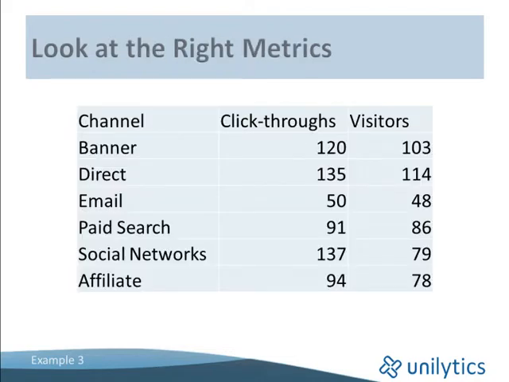In the same way that you always have to look at data in context, you have to make sure you're looking at the right data. So example 3 is a sample marketing channel report. Looking at the data table, we can see that social networks and direct had the highest response or click-throughs from users, while direct and banner advertising brought in the largest audience or visitors. So it seems that social networks and banner advertising is where we should invest in further marketing.